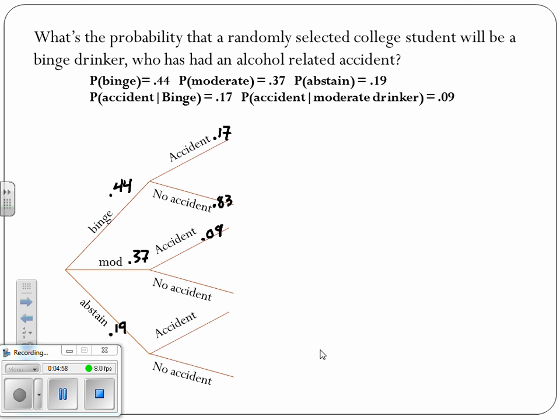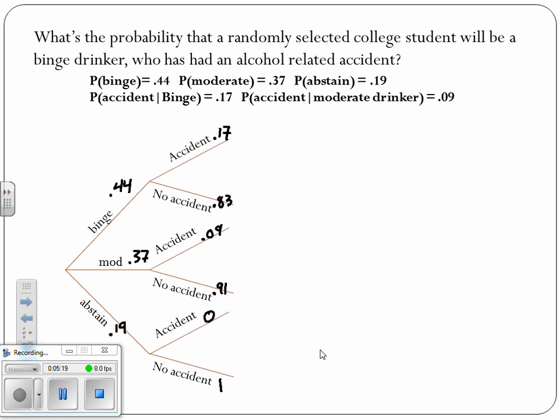Out of moderate drinkers, 9% of the moderate drinkers have had an accident, which means out of just the moderate drinkers, 91% have not. Interesting way of looking at this one down here at the bottom, if someone does not drink alcohol, the probability that they have an alcohol-related accident that's their fault is 0.